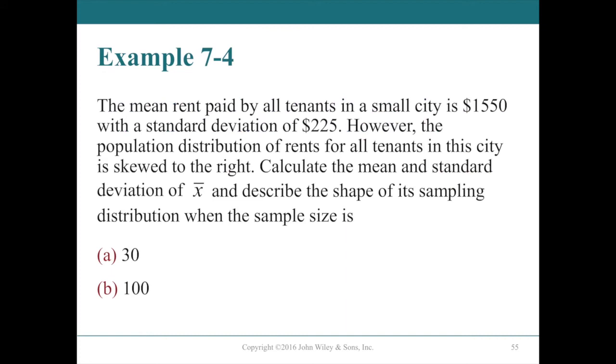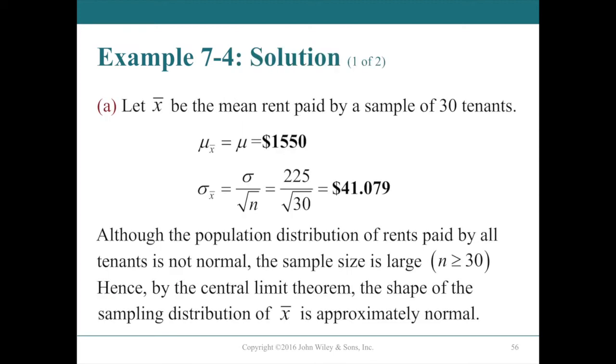So let's take a look at some examples. Mean rent paid by all tenants in a small city is $1,550. Standard deviation, 225. So the population distribution of rents, incomes, economic type data, is skewed to the right. That's kind of well known. That's why the median took on prominence. But they would like to find the mean and standard deviation of X bar and describe the shape of its distribution when the sample size is 30. 30 is barely enough. And of course 100 is more than enough, but we'll take a look at both of them.